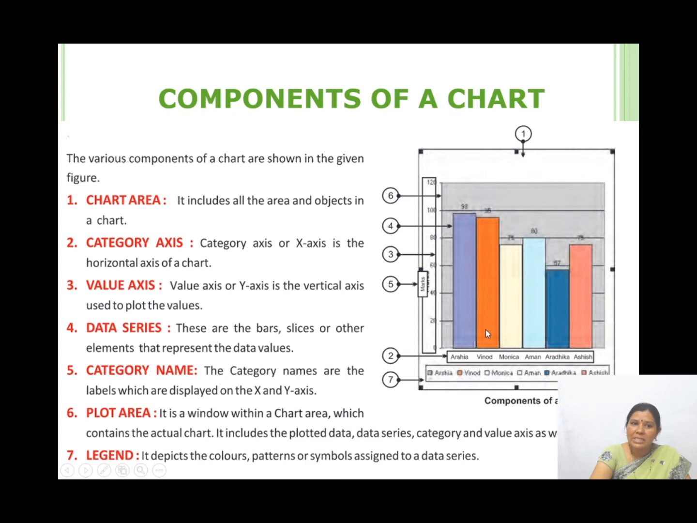Now the value axis, or else we know it as the y-axis. It's a vertical axis used to plot values. We use the y-axis for plotting the values. And the data series, these bars or slices, are other elements that represent the data values. We can find 98, 75, 80 represented with the help of these bars and slices. And this is a category name. This is Arshia, Vinu. These are category names which are displayed on the x-axis.